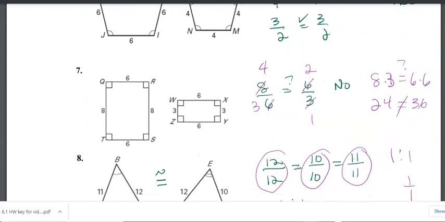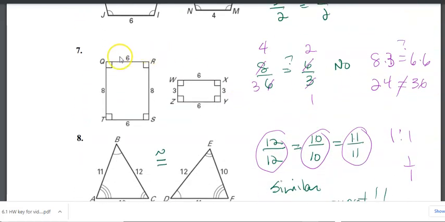Okay, now let's go down to 7. So I see that I have all right angles. So I can say, yes, I have corresponding angles that are congruent. So my next thing is to go for the proportions. On the left, take the biggest value, which is 8. So 8 is to the biggest value here, which is 6, possibly just like the littlest value here, which is 6, over the littlest value here, which is 3.